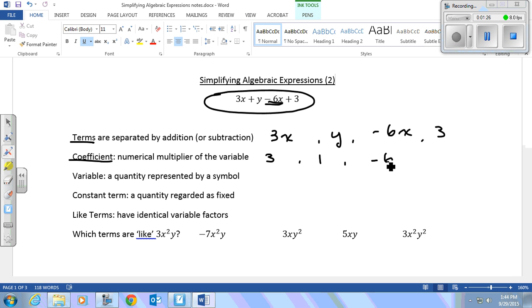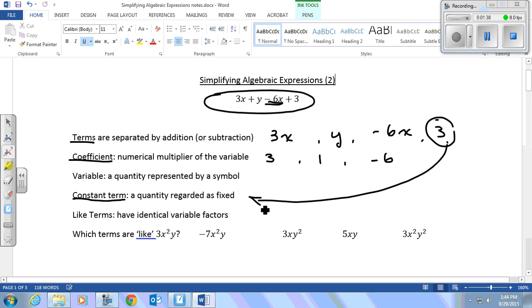The last term is actually considered a constant term. It's a quantity regarded as fixed. So 3 is our constant term. Okay? And a variable is usually represented with a letter. Often it's a Greek letter, though, and it's a quantity represented by a symbol. So in this case, it's the x and the y.